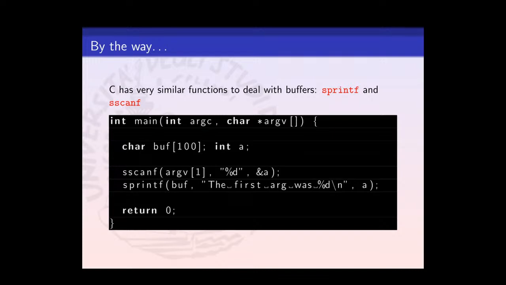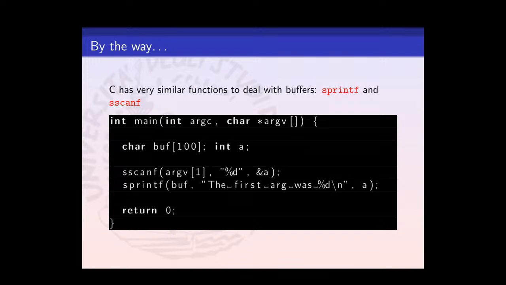Okay, so let's have a look at this piece of code. We have an array of characters whose length is 100. So we can store any possible string containing at most 99 characters plus the string terminator.